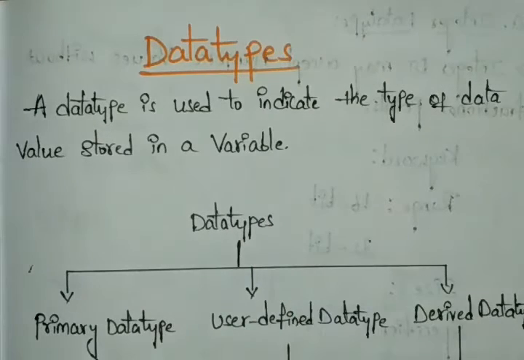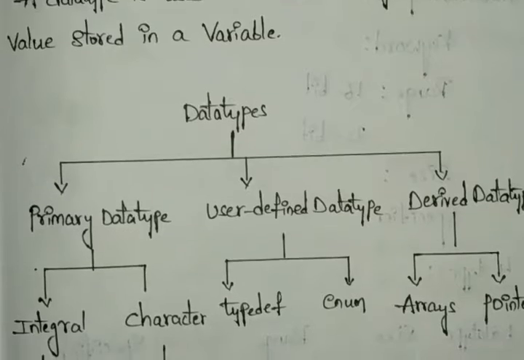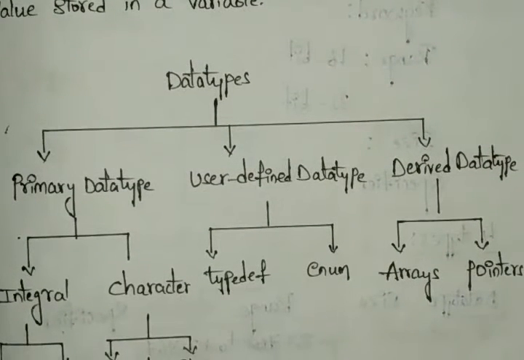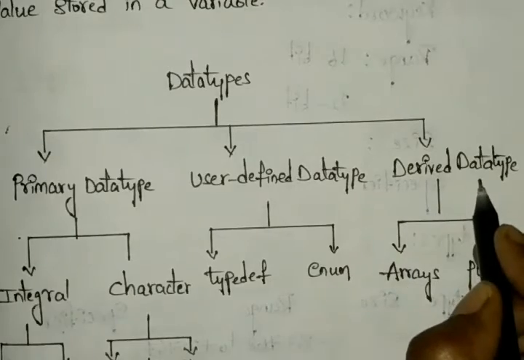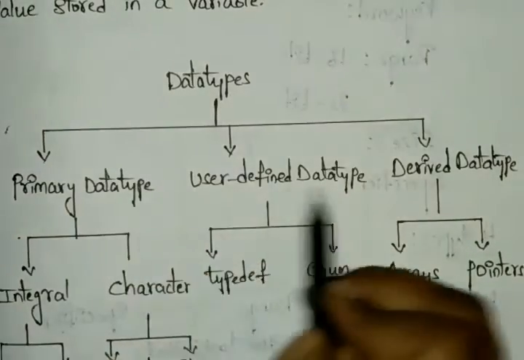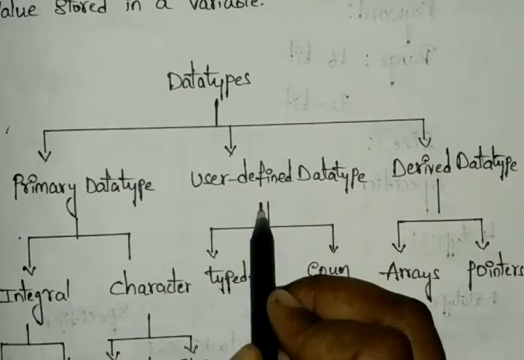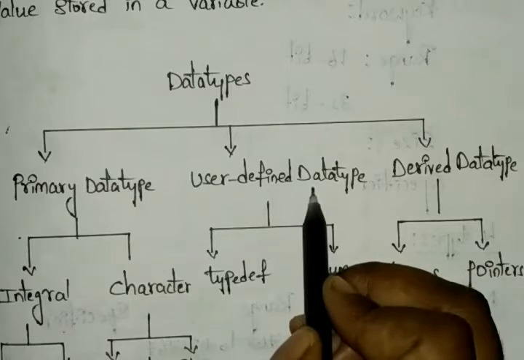So here we have some types of data type. Let's see what we have. Normally we can call them primary data types and user defined data types, and also we have one more thing, that is the derived data type. Your data types are of three types, or if you need, you can mention only two types, primary and user defined data types.